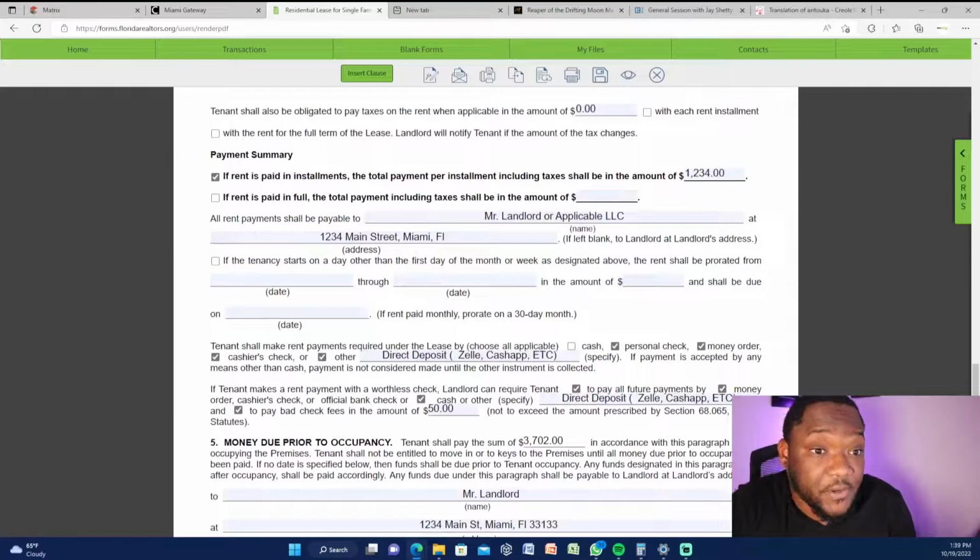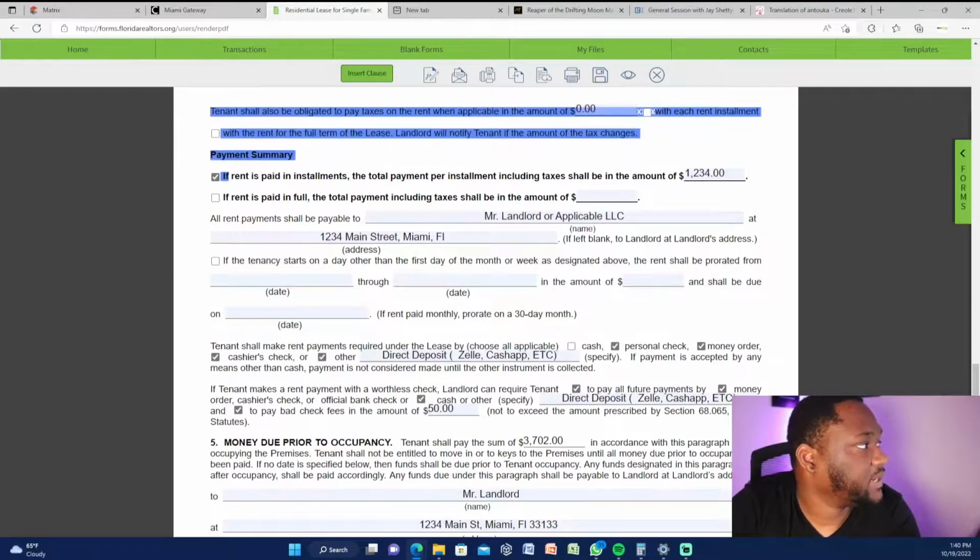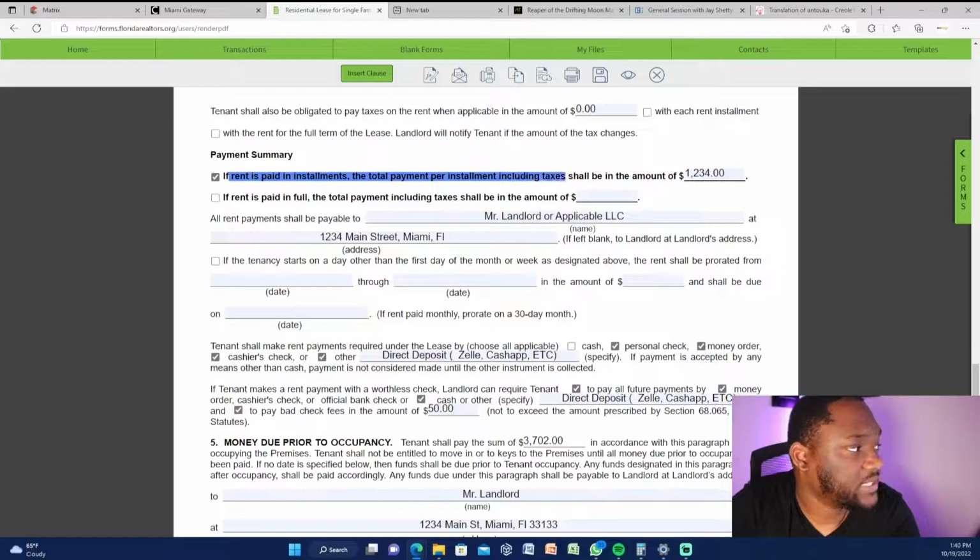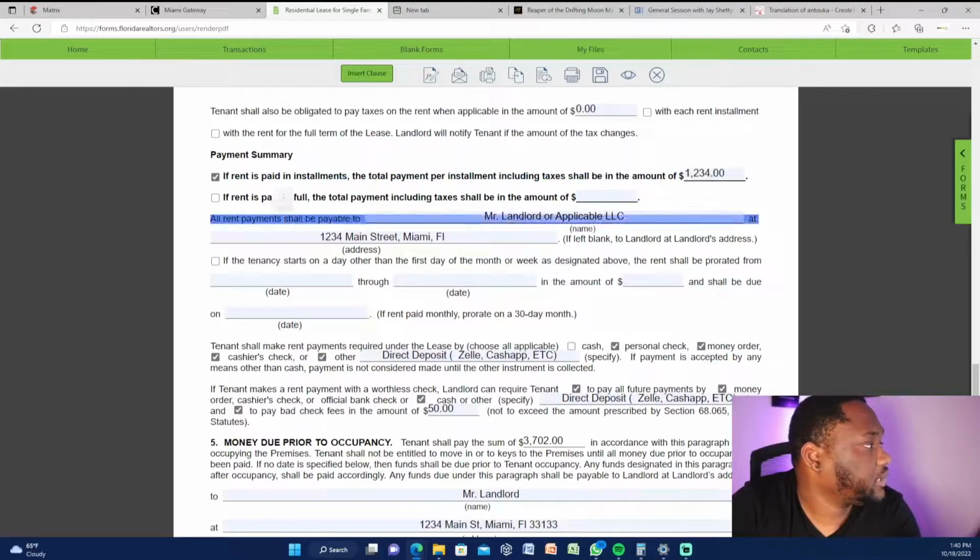The payment summary kind of describes how and when they will be paid, to whom, and the method. So the first part is payments are, if the rent is paid in installment, the total payment per installment, including taxes, shall be in the amount of $1,234. Here is who they'll be paying to, in this case, Mr. Landlord or applicable LLC, because some properties are owned under LLCs, at 123 Main Street, the address of the LLC.